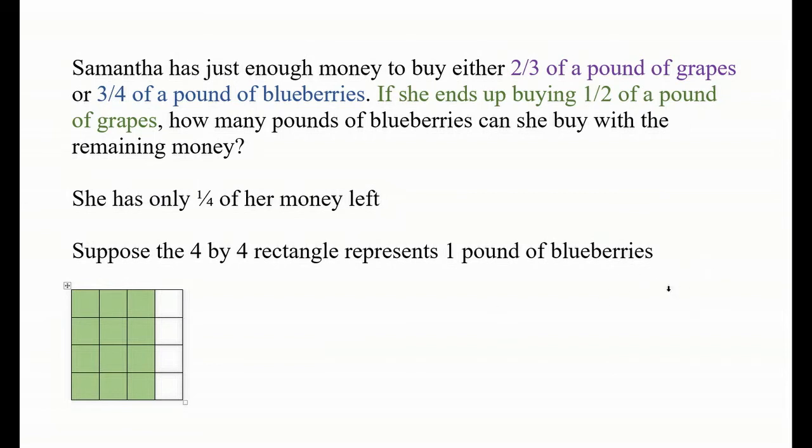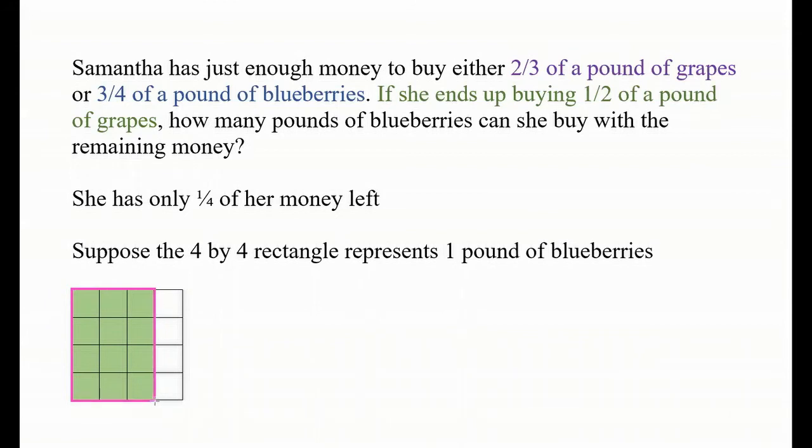Now, the reason I chose a 4x4 rectangle to represent 1 pound of blueberries is because of this. Because of this denominator, I want to represent 3/4 conveniently, and then I want to represent 1/4 of 3/4. So if I choose a 4x4 rectangle to represent a pound of blueberries, I can do that fairly conveniently. So what I see here is this is 3/4 of a pound of blueberries.